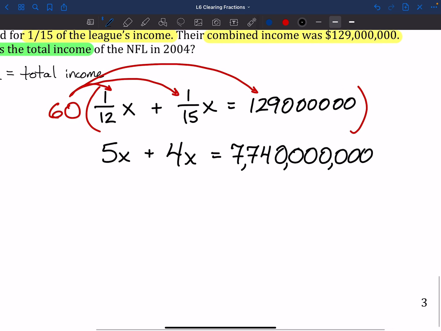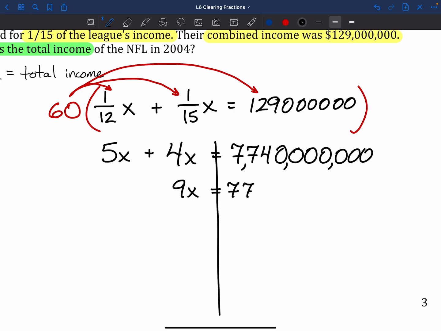So what we're going to do here is we have some like terms that we can combine. If I'm looking at the left side of this, 5x and 4x, we can smush them together. They become 9x. On the other side, we have 7,740,000,000. After that, easy peasy. To get rid of that 9, all we've got to do is divide by 9.